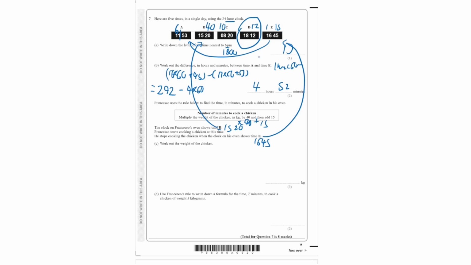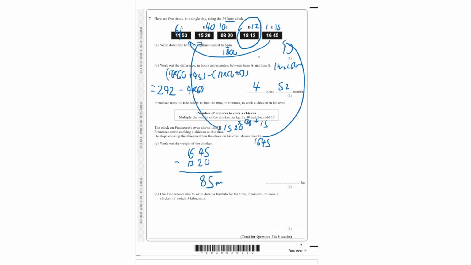Now, it's given to us that the final time is time E, so we can write that down as 16:45. We then have to subtract time B, 15:20, so we can find the total amount of minutes elapsed. This gives us 85 minutes. So now we know how long the cooking time was.